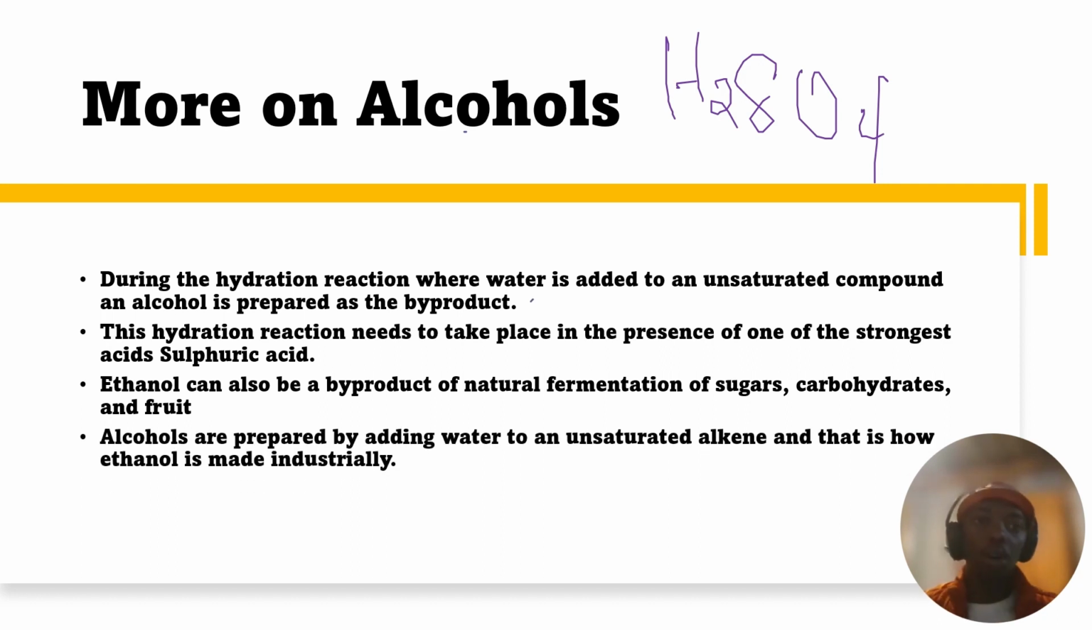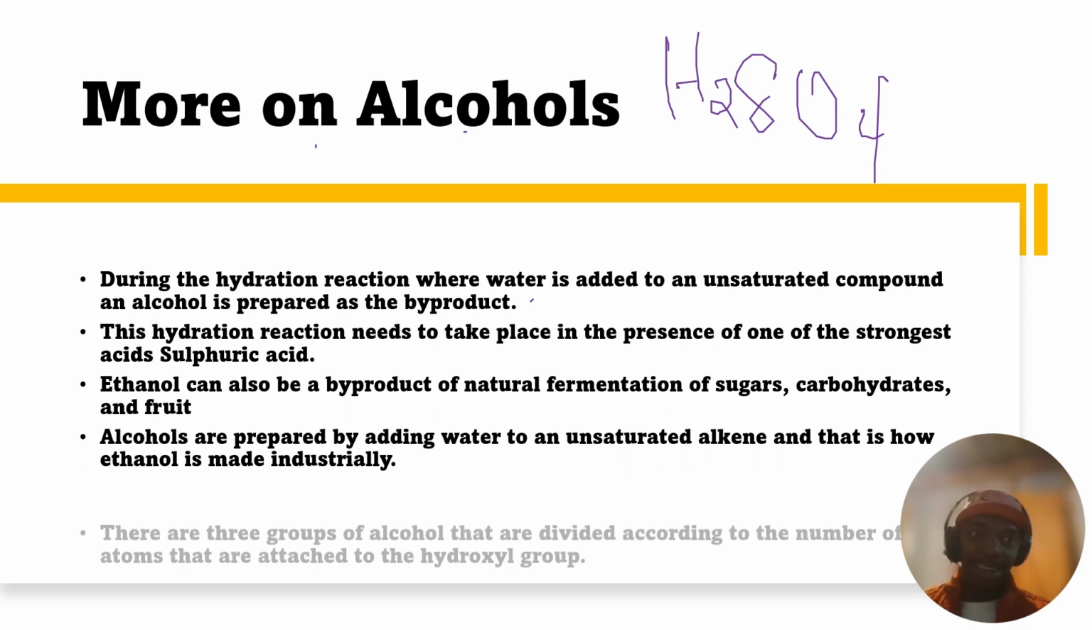And then it says alcohols are prepared by adding water to an unsaturated alkene, and that is how ethanol is made industrially. So the beverage alcohol, the ciders we drink, the lagers, and all the beverages that we drink, it's all ethanol, guys. It's all ethanol.